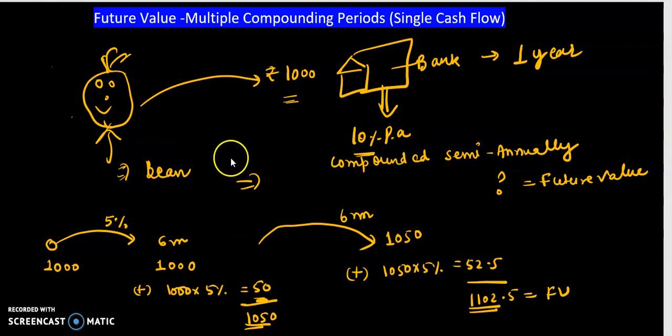In case of 2-year deposit, there would be 4 compounding periods. In case of 3-year deposit, there would be 6 compounding periods. So in a 1 year, in case of semi-annual compounding, there are 2 compounding periods because the interest is paid after every 6 months.